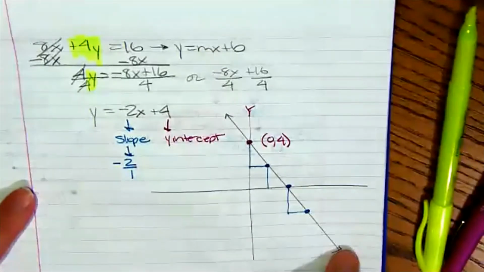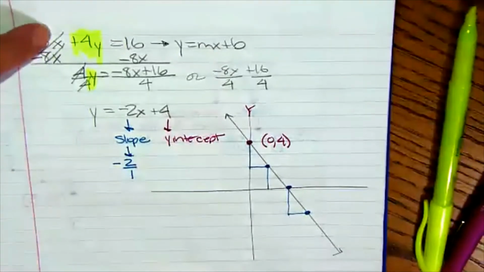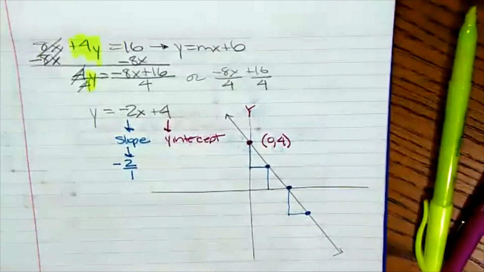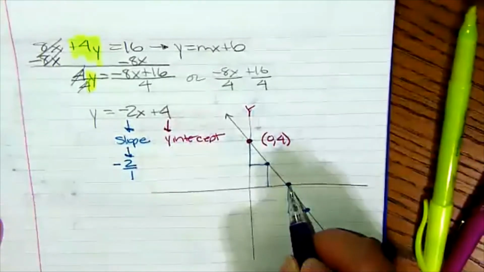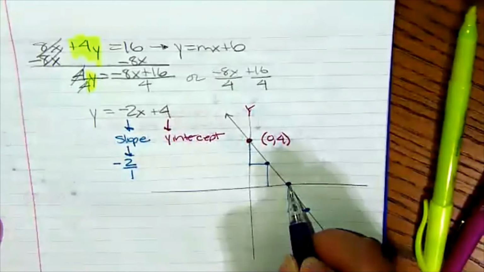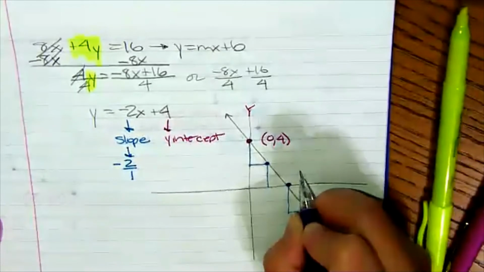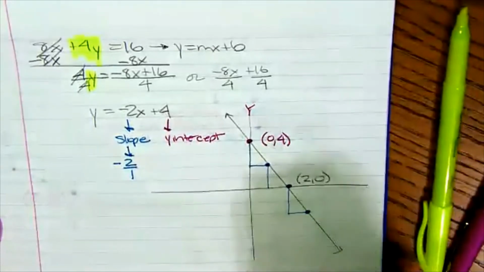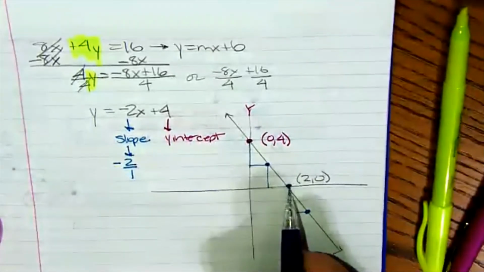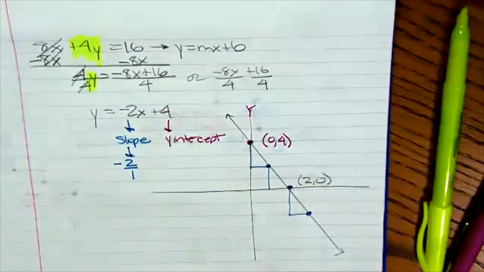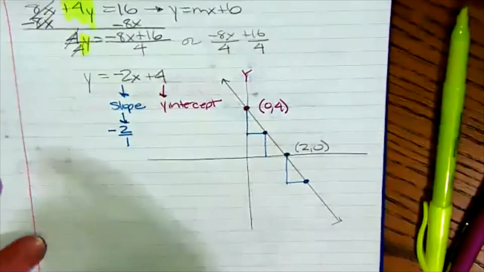And we have graphed this equation that they gave us, which we had to turn into slope-intercept form. But the big question is, what is my x-intercept? Right here. Well, it looks like my x-intercept is 2, 0. But I want to check it just to make sure.